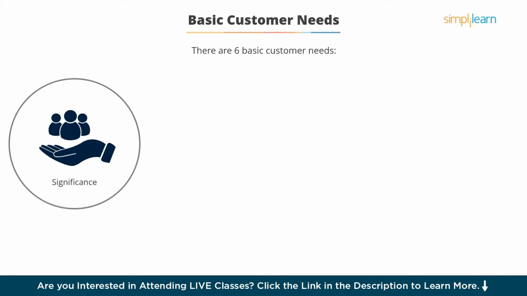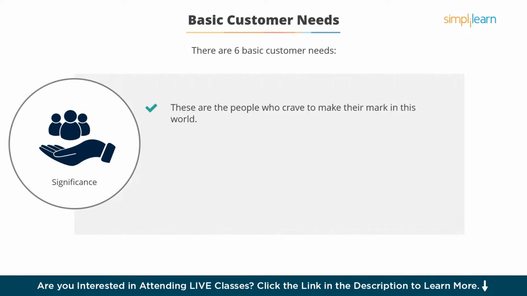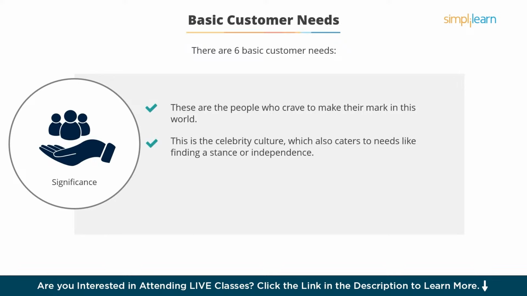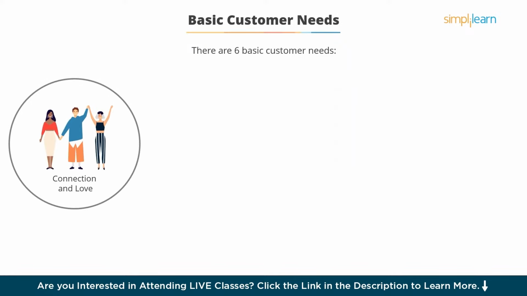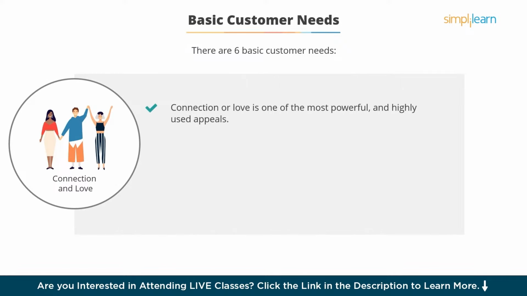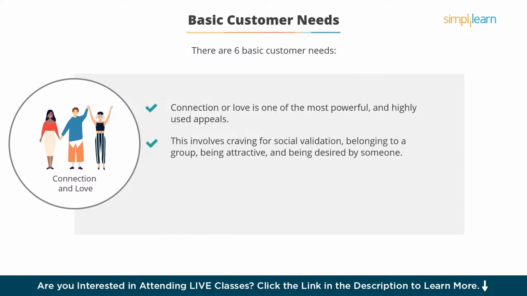Third, significance. Many crave to make their mark in this world, either through their social media profiles, selfies, or other recognition. This drives the celebrity culture, but it also speaks to a deeper need of finding one's own place through independence or notoriety. Fourth, connection and love. This is one of the most powerful and most used appeals. Social validation, belonging to a group, such as close family or friends, or being attractive and desired by someone. The drive to belong is powerful.